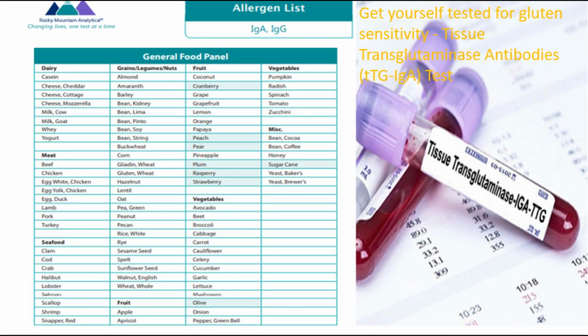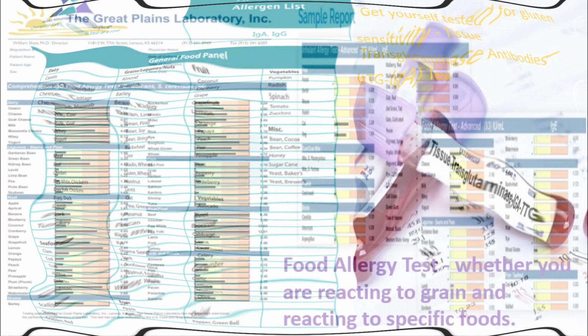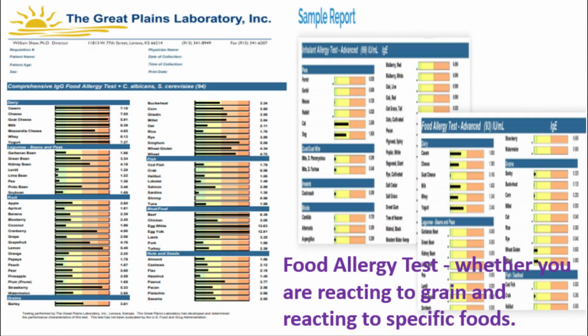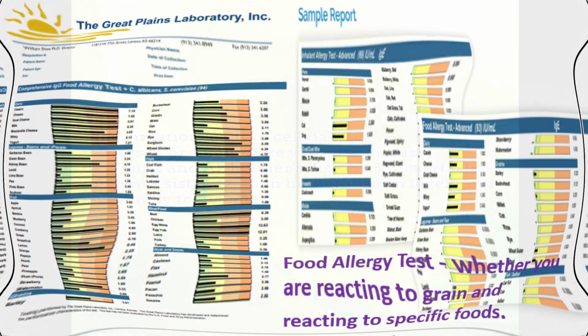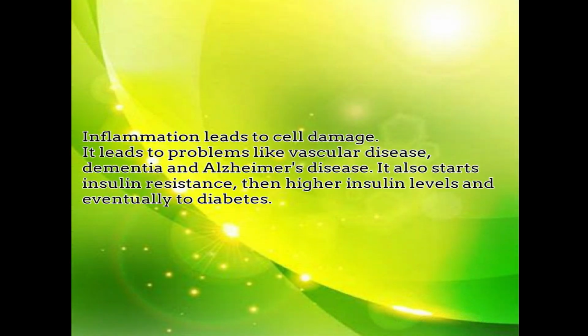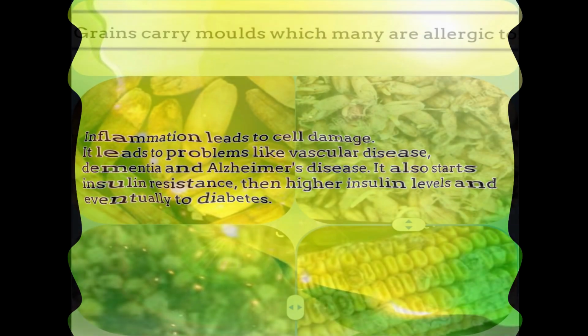Every individual is different. The road to recovering from diabetes may be different for everyone. Get yourself tested for gluten sensitivity, whether you are reacting to grain, or whether you are reacting to specific foods that could also promote inflammation. Inflammation leads to cell damage. It leads to problems like vascular disease, dementia, and Alzheimer's disease. It also starts insulin resistance, then higher insulin levels, and eventually diabetes.